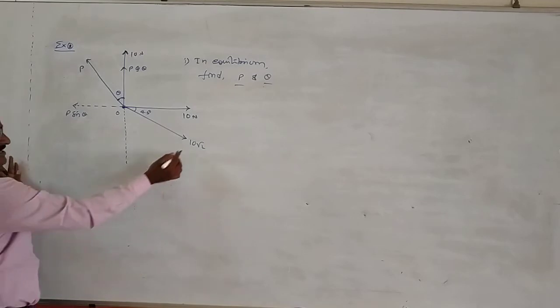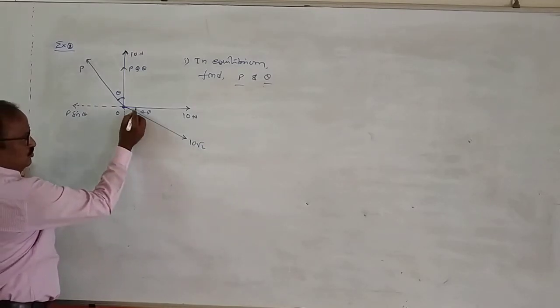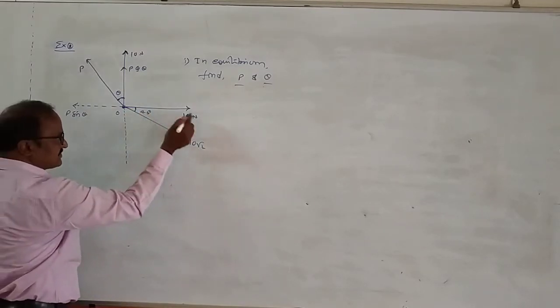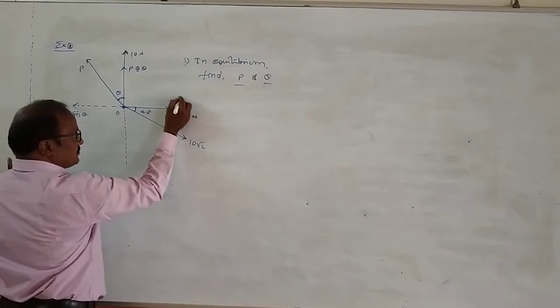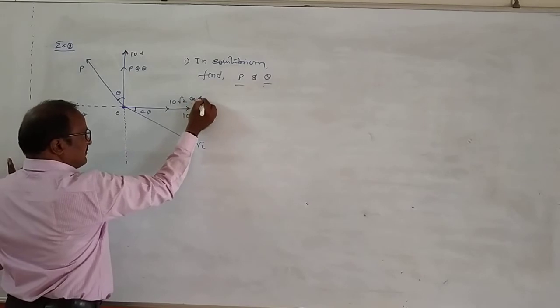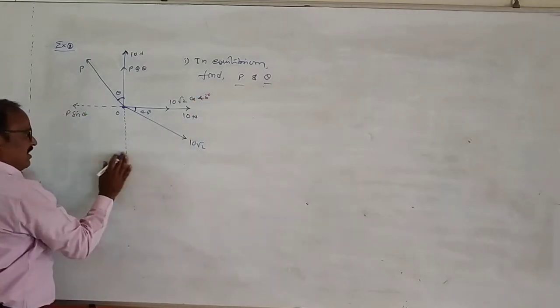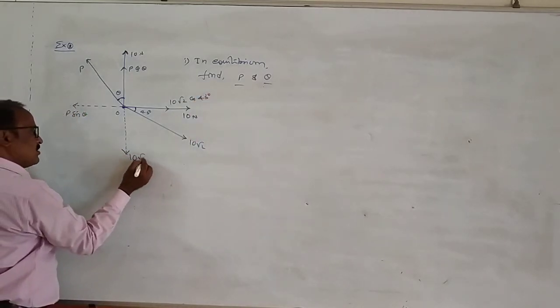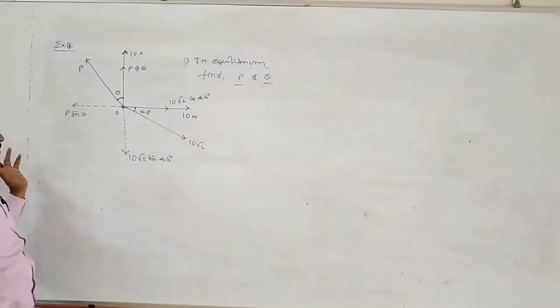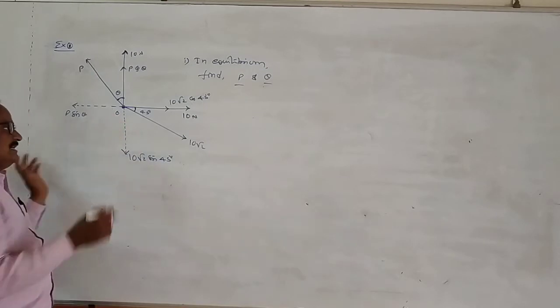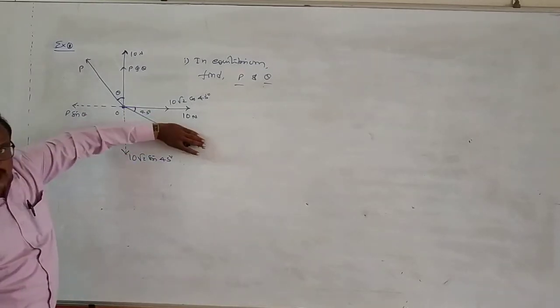Next, this is 10 root 2. 10 root 2 makes an angle of 45 degrees with the x-axis. Therefore, the component of 10 root 2 along this direction is 10 root 2 cos 45, and along this direction its component is equal to 10 root 2 sin 45. So after dividing into the required components, it is also ignored.